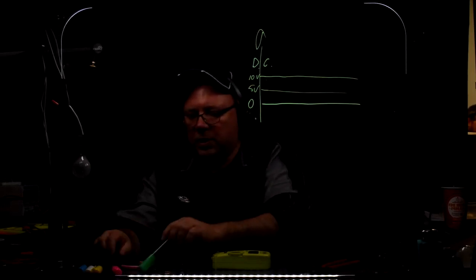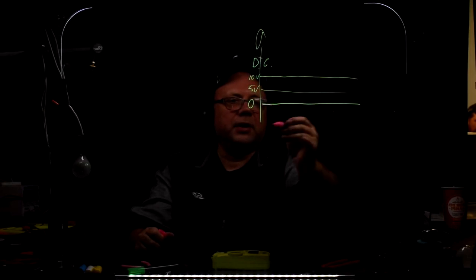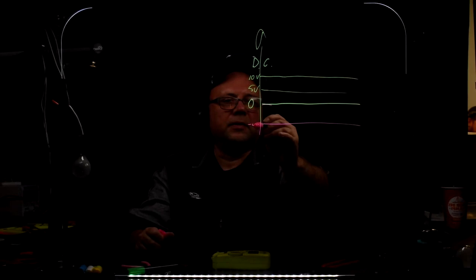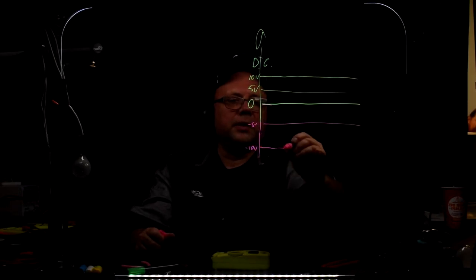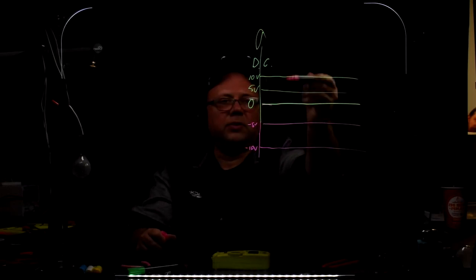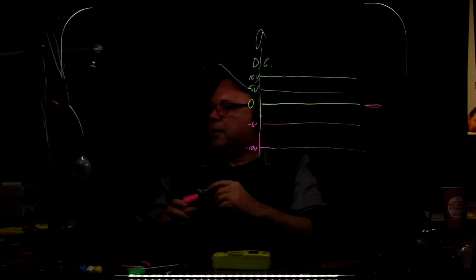Also, it could be a negative DC. So you could have 0 reference right here. You could have negative 5 volts. You can have negative 10 volts. And that means that the voltage is going to stay between here and here. It's not going to go on the other side of the reference here, okay?